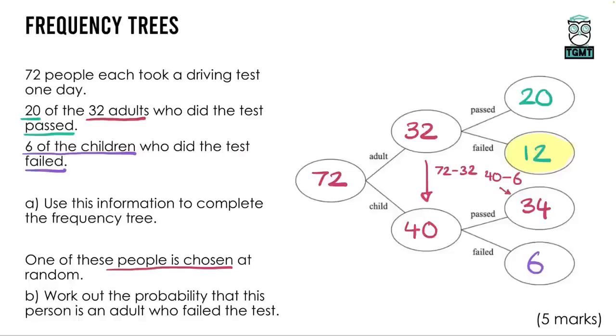It doesn't specify adults or children, so it's out of 72. So there were 12 adults that failed out of the 72 people. And I don't need to simplify that at all. If it changed the language there though, and it said one of the adults is chosen, work out the probability this adult failed, well, it'd be 12 over 32. But it doesn't specify that we're picking from the adults or the children, it just says one of these people is chosen at random, so that would be our probability.